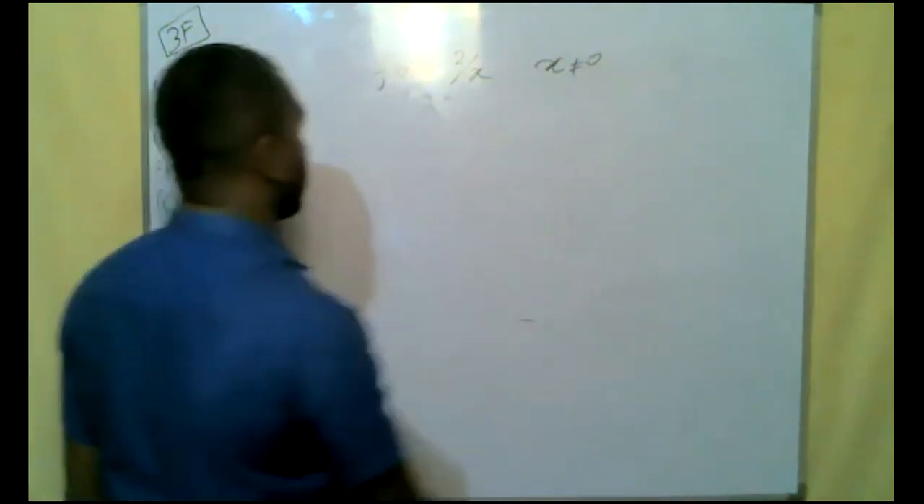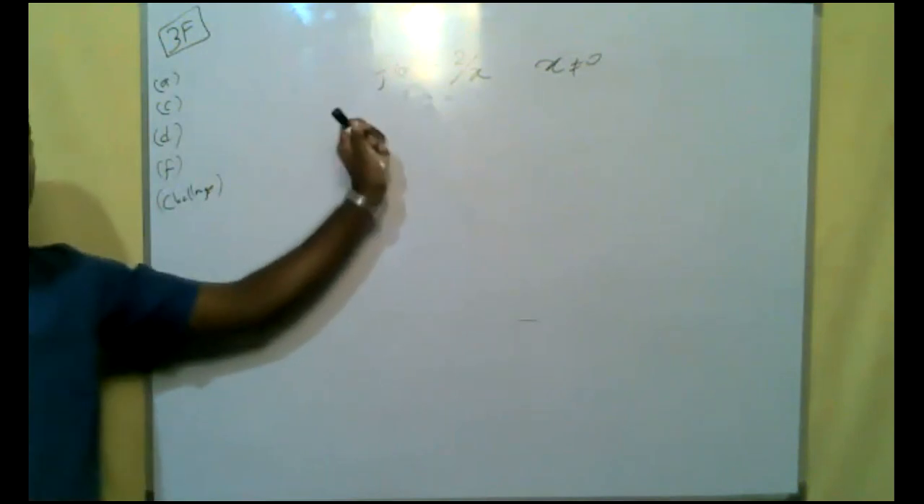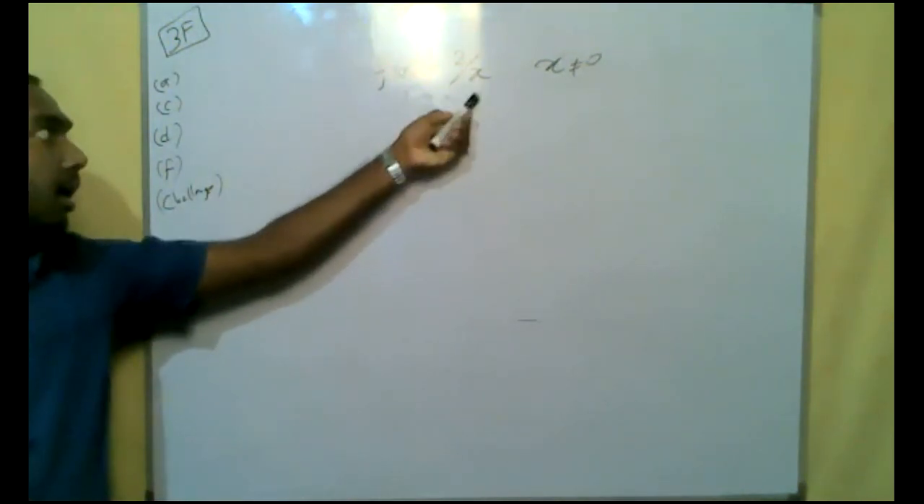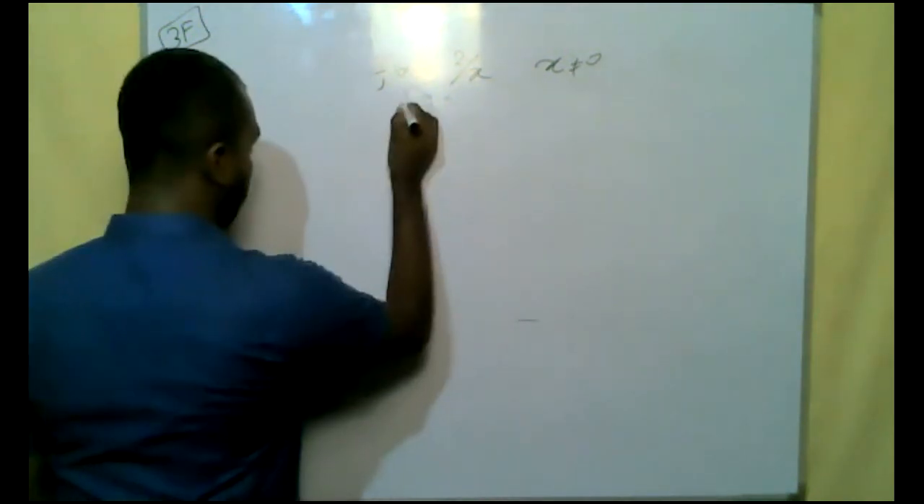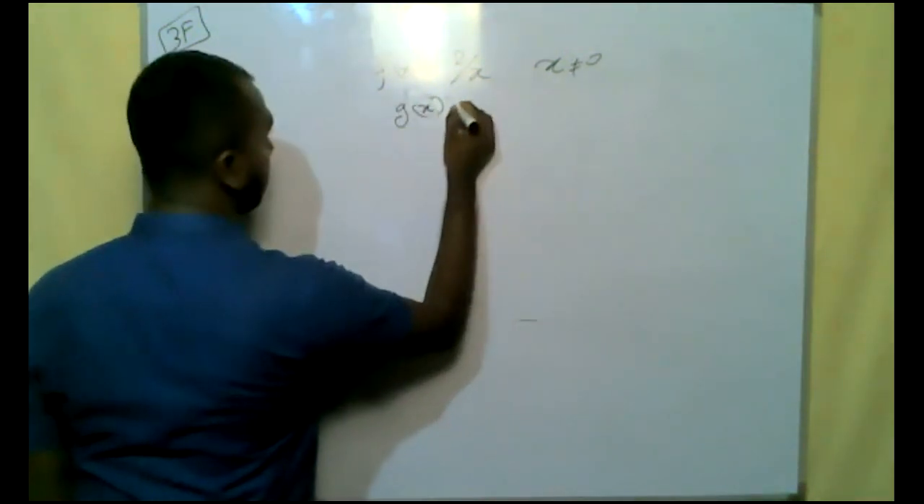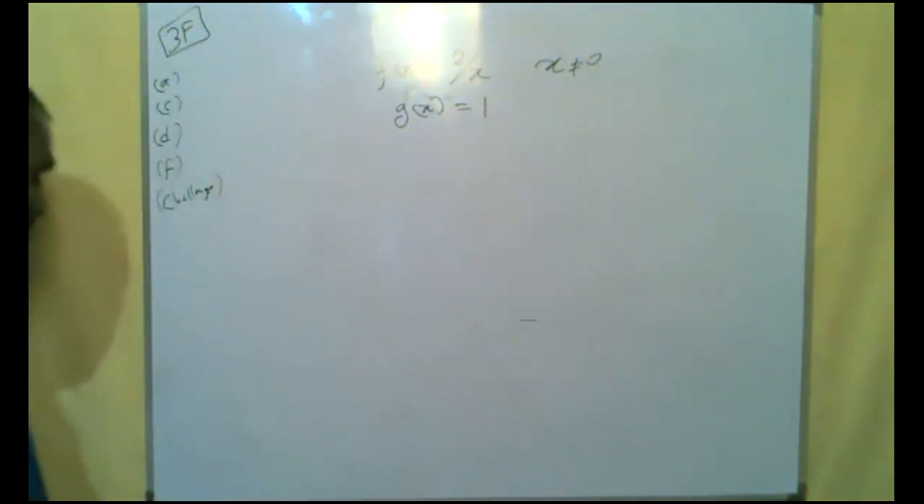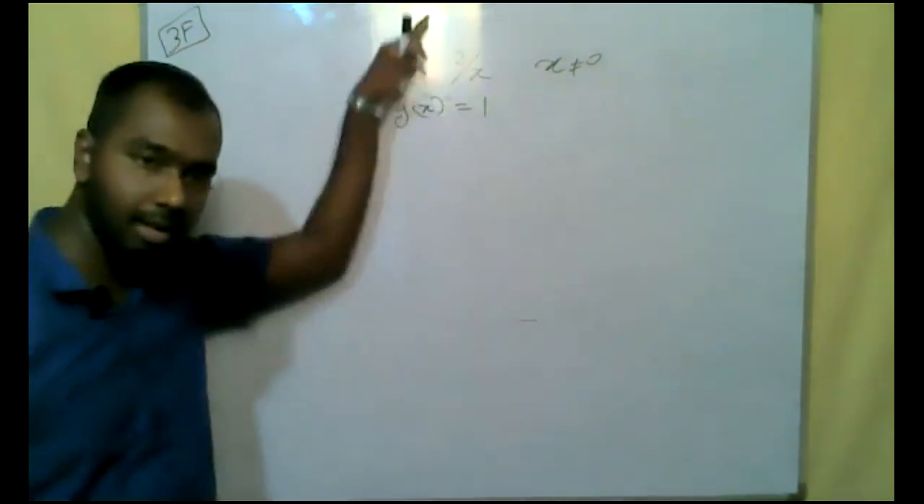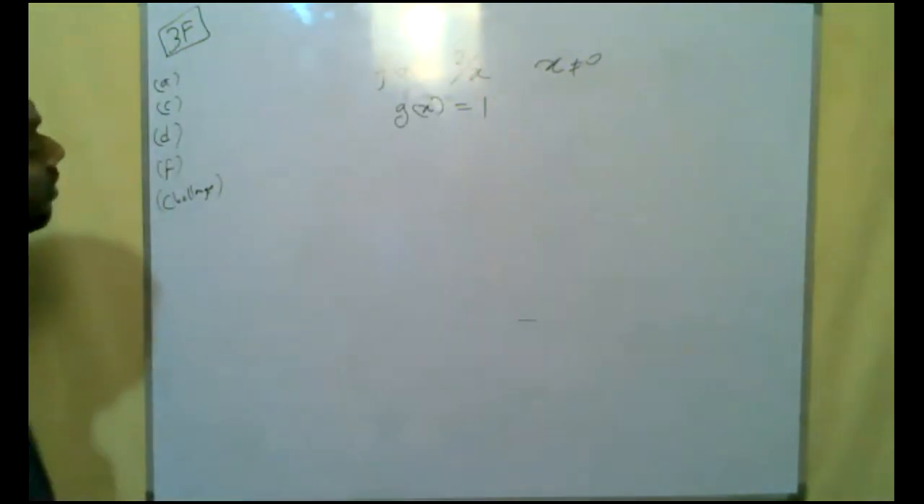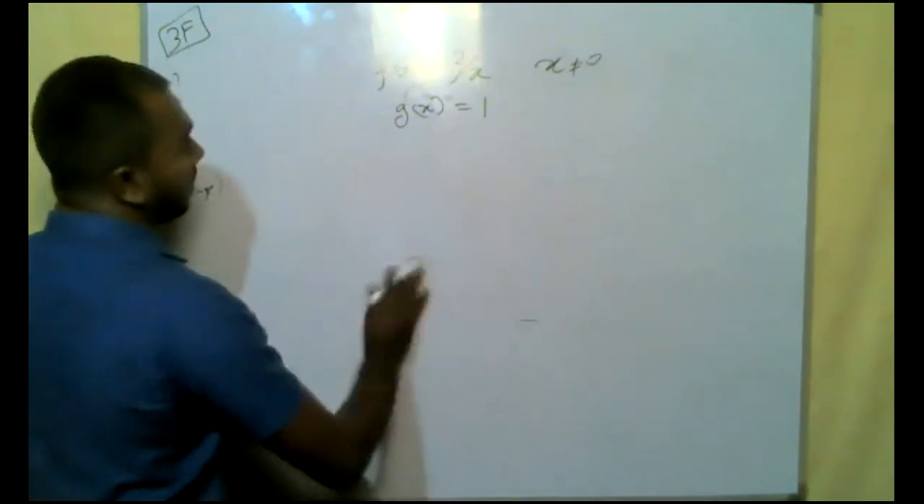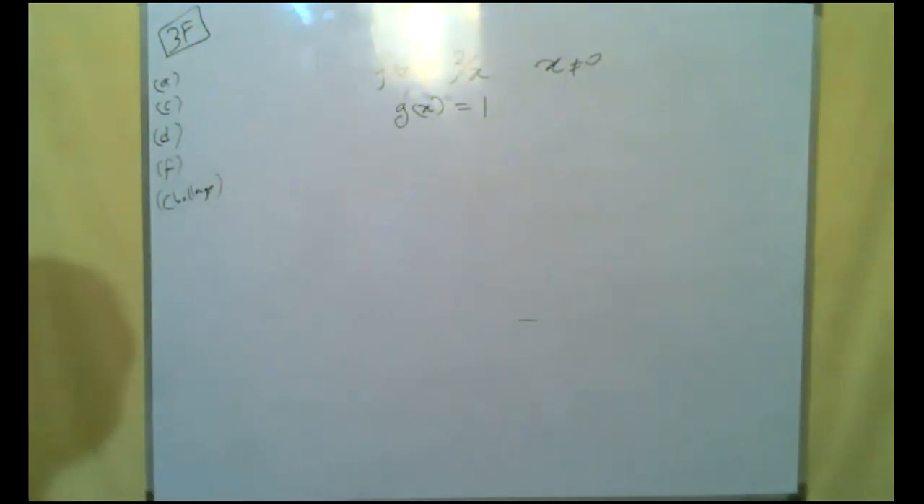If it is equal to 0, what happens? This becomes an undefined form. That means the denominator can't have a 0 value. And then what? g(x) equals 1. So what is our condition? g(x) should be greater than f(x).